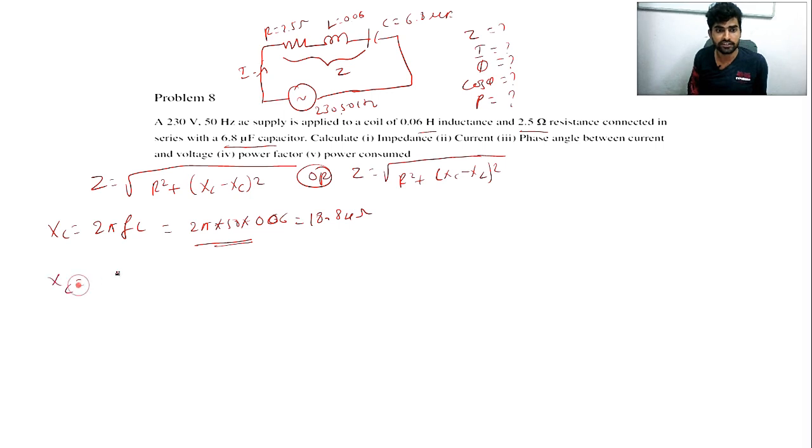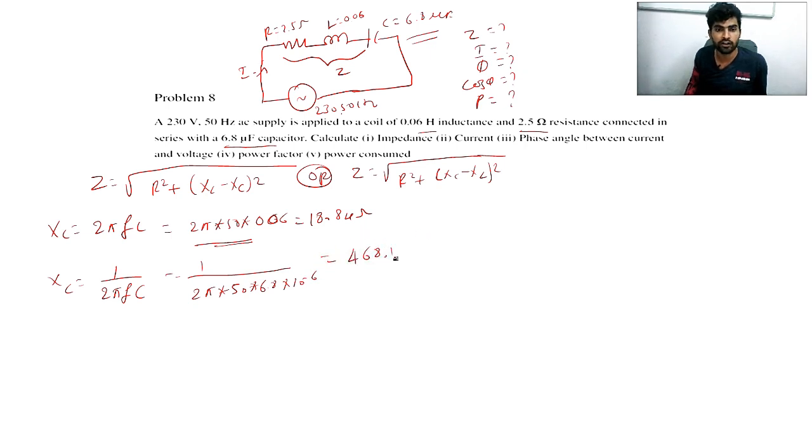Next there is XC. XC is equal to 1 by 2 pi f C. So 1 divided by 2 pi into 50 is the frequency. C is how much? 6.8 microfarad, 6.8 into 10 raised to minus 6. Finally, we get 468.1 ohm. Right? So now we can calculate Z.